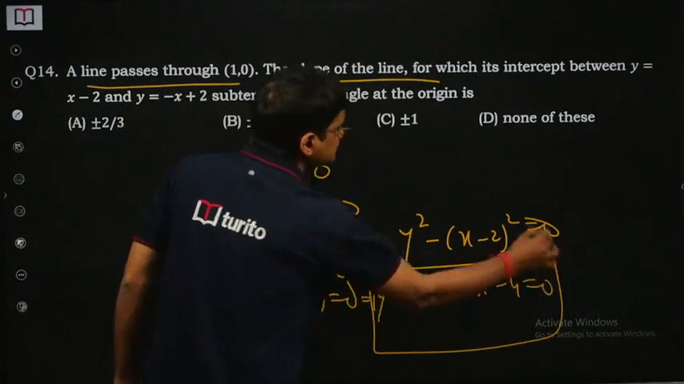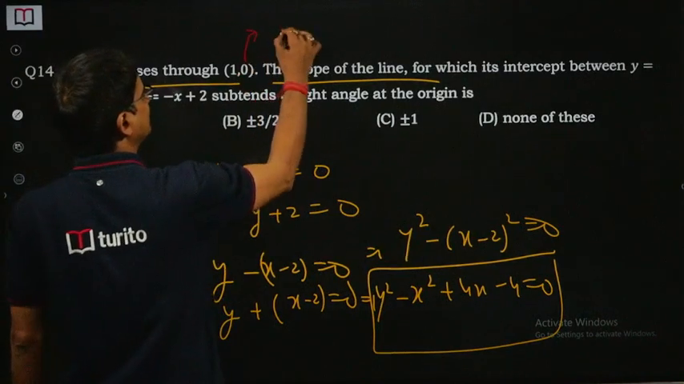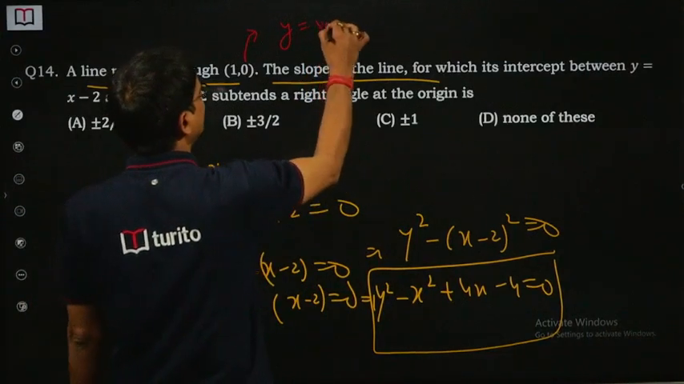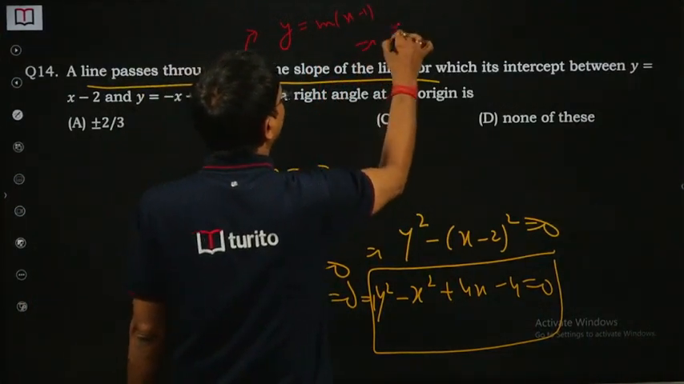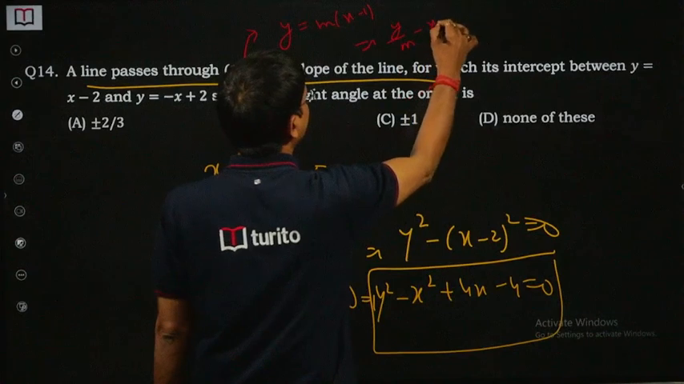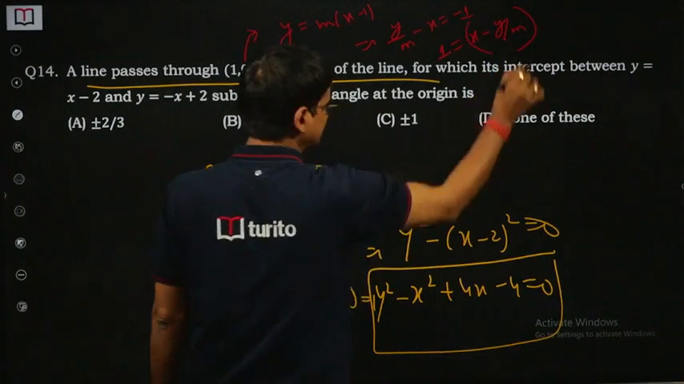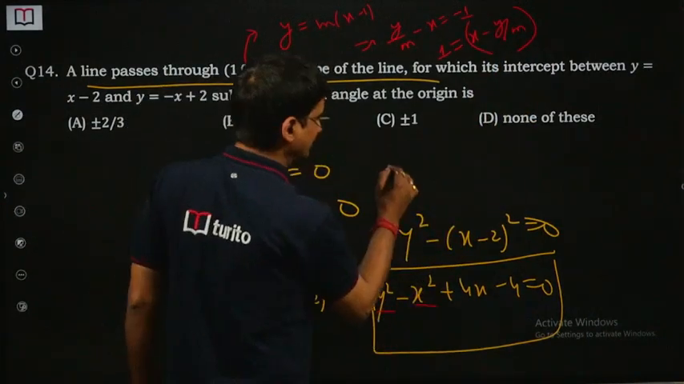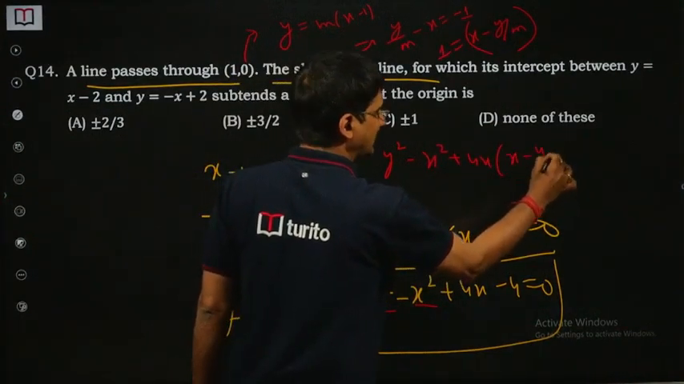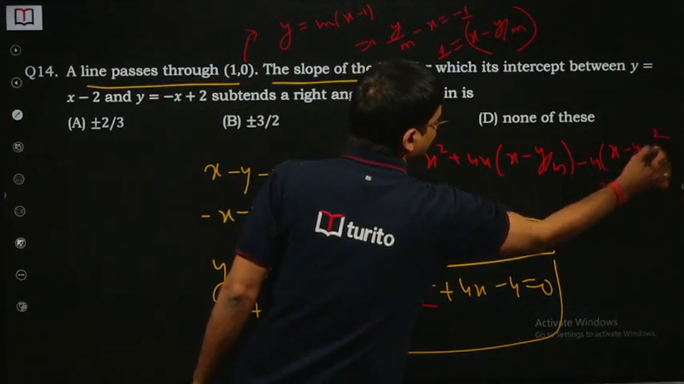So now just homogenize the curve with the slope of the line. So what is the equation of this line passing through (1, 0) with slope m? It is y minus 0 is equal to m times (x minus 1). So y by m minus x is equal to minus 1, so 1 is equal to x minus y by m. That's it. Just homogenize it. So no change here. Minus x square plus 4x into (x minus y by m) minus 4 into (x minus y by m) whole square equal to 0.